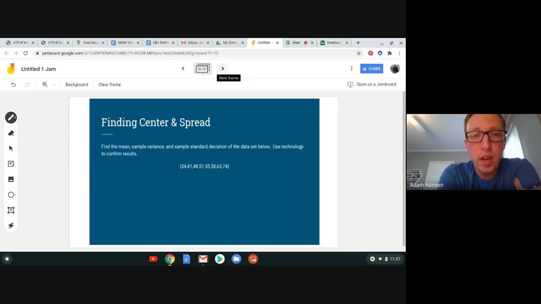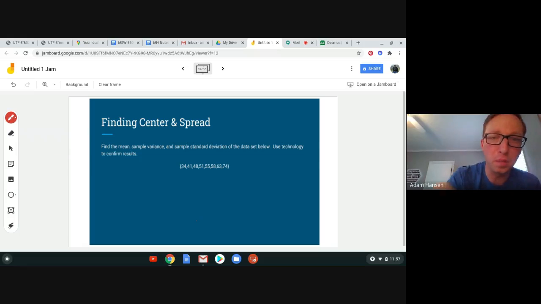All right, so let's go ahead and find the mean, sample variance, and sample standard deviation for the data set below, and we'll use technology to confirm our results. We're going to need to go ahead and figure out what y bar is first. What is the sample mean? So if I add all these up, 34 plus 41 plus 48 plus 51 plus 55 plus 58 plus 63 plus 74, I get 424, divided by 8, the number of numbers, 53.